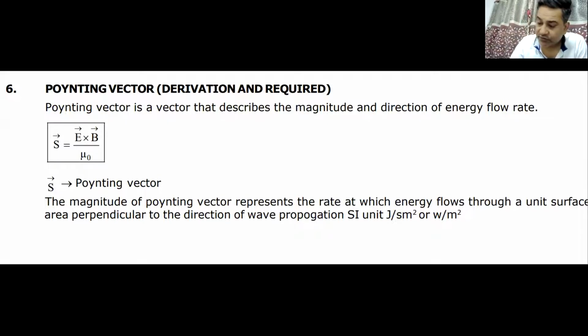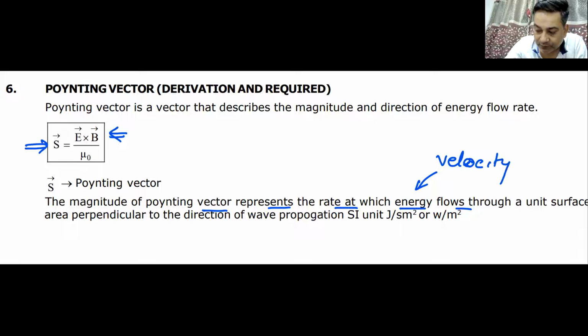Poynting vector, S vector, is given by E cross B divided by mu. It's a very important relation that you must remember. Poynting vector represents the rate of energy flow, or in simple words, it tells us the direction of propagation of the wave. E cross B will give us the direction of wave propagation.